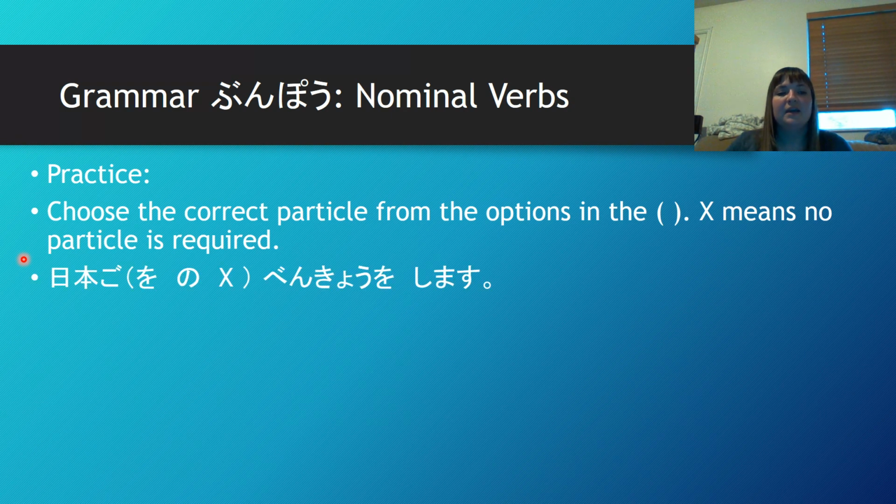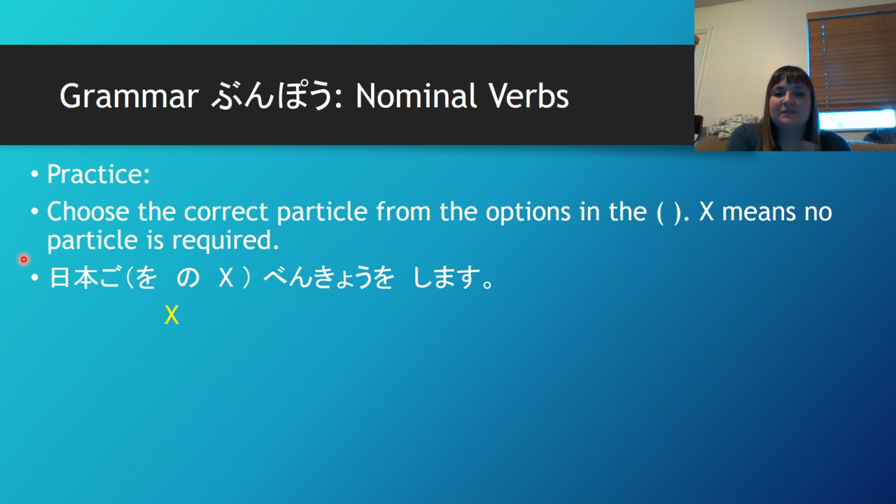So first one here. 日本語 blank 勉強をします. So would we put particle O? Would we put no? Or would we put X? What would make sense here? Let's think about it for a second. Okay. And once you have your answer, go ahead and start it up again. So let's take a look. So we would probably put, there's actually two options. We probably put X.